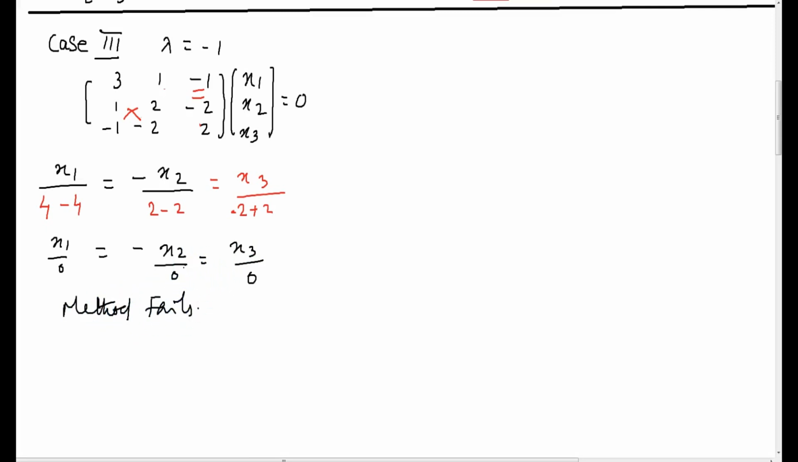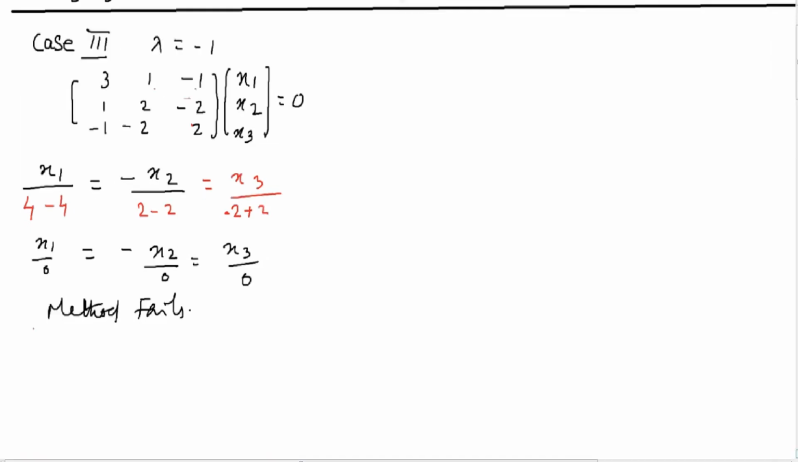This method fails because all the elements in the denominator are 0. Since the second and third rows are identical, the method fails. Therefore, we have to take a pair of rows which are not identical. So in this case, we take row 1 and row 2.